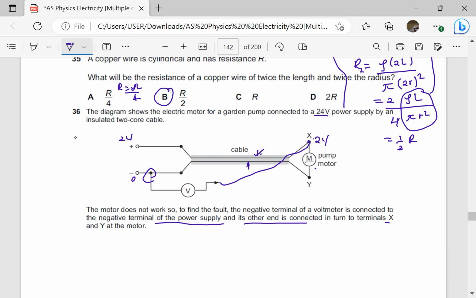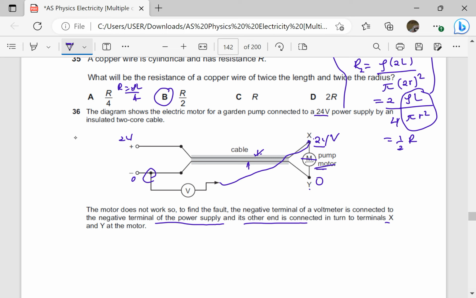If there is a break in the pump, X would be at 24 volts. Remember there is a break in the pump, so current does not reach Y. So Y would be at 0. If there is a break in the pump, X will be at 24, therefore Y will be at 0 because current is not continuing after the pump.